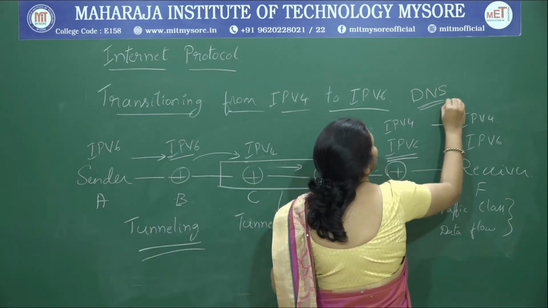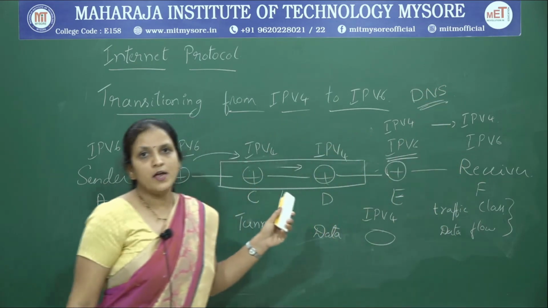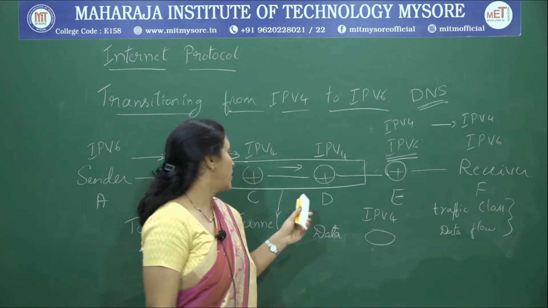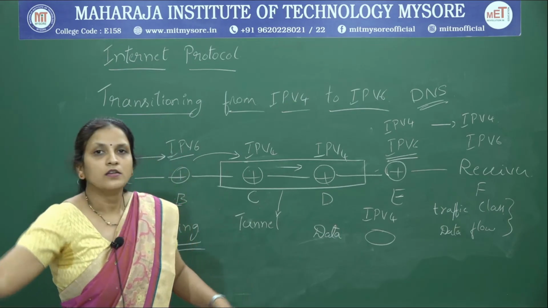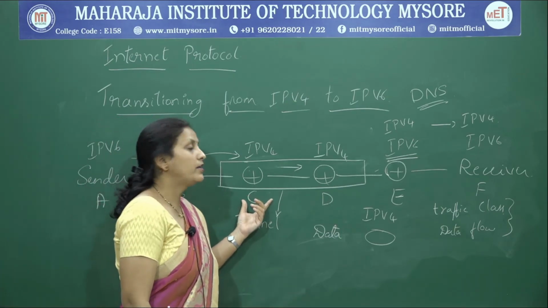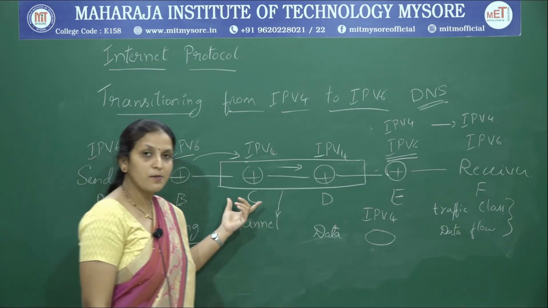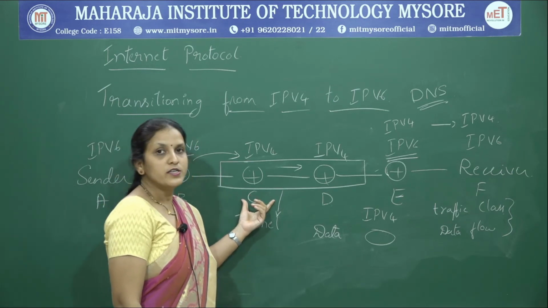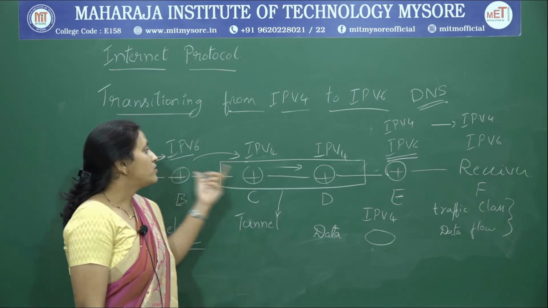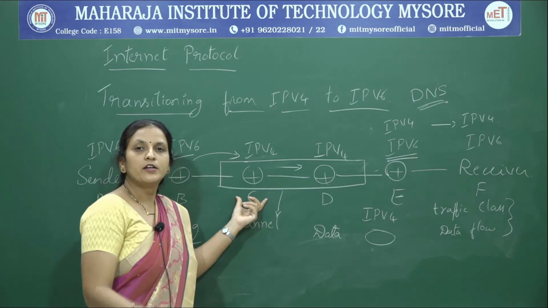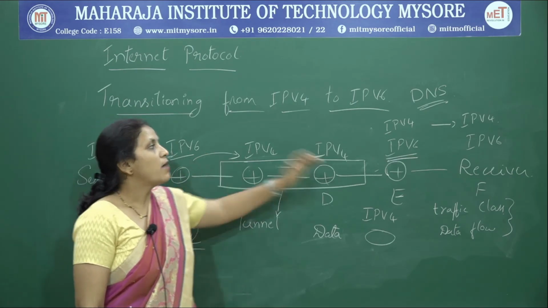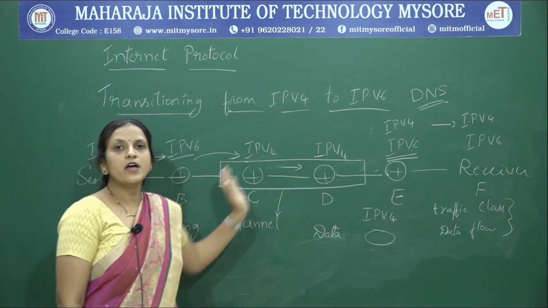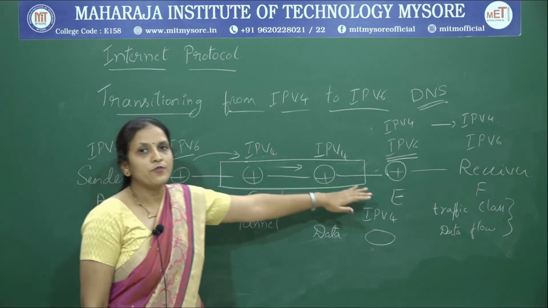We know what DNS is, right? It returns us the IP address of the given host. So with the help of DNS, the IPv4 or IPv6 compatibility of the next node is determined. If the next node is IPv4 compatible, it returns the IPv4 address. If it is IPv6 compatible, it returns the IP address with respect to IPv6.